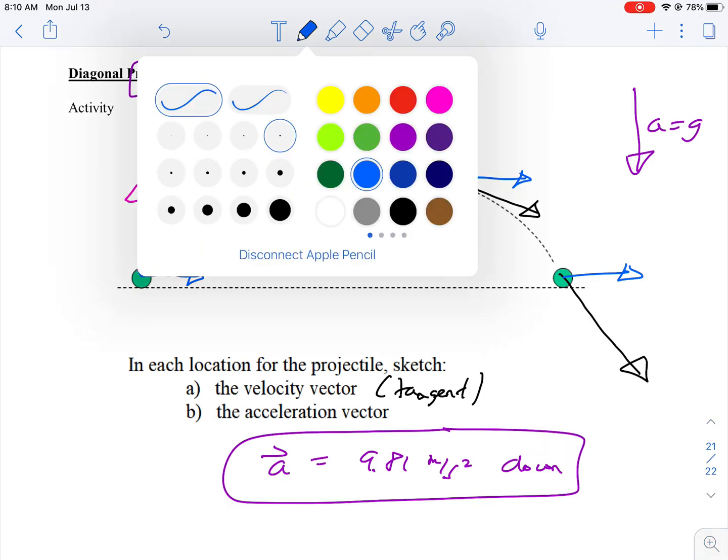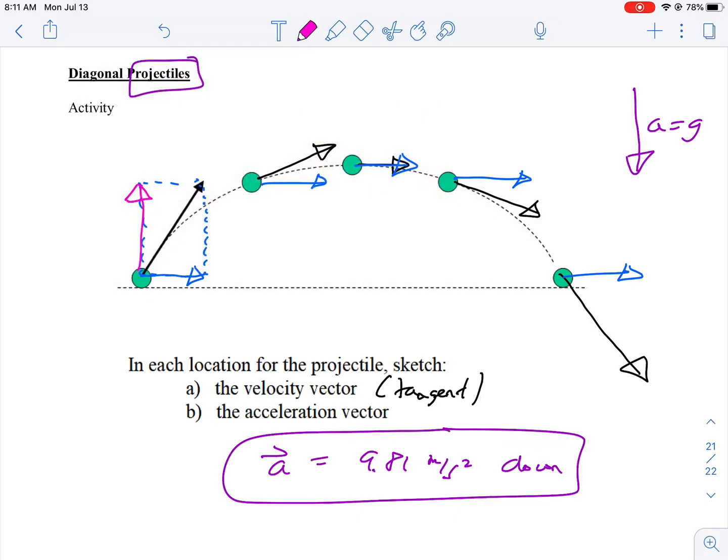But vertically, we know that as it's moving upward, it's going to slow down. So it's going to have a smaller vertical component here. And when it gets to the very top, there is no y component. It's neither moving up nor down. If it was still moving upward, it would keep going up. It wouldn't be at maximum height. And then when it's coming back down, it'll start to speed up, and it will speed up all the way along.